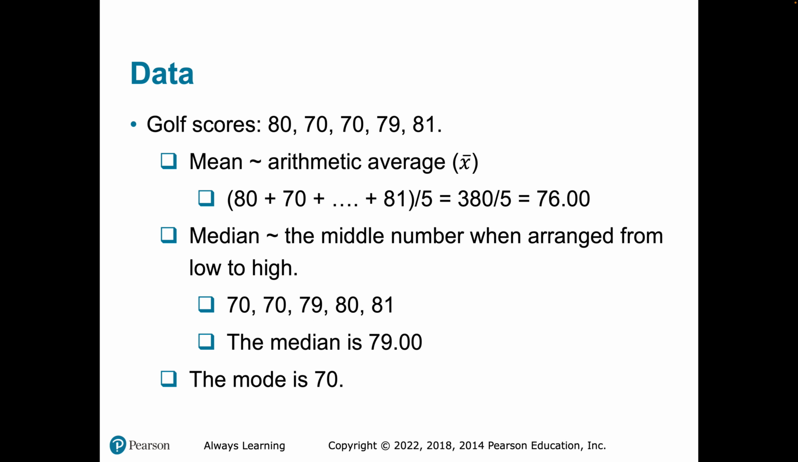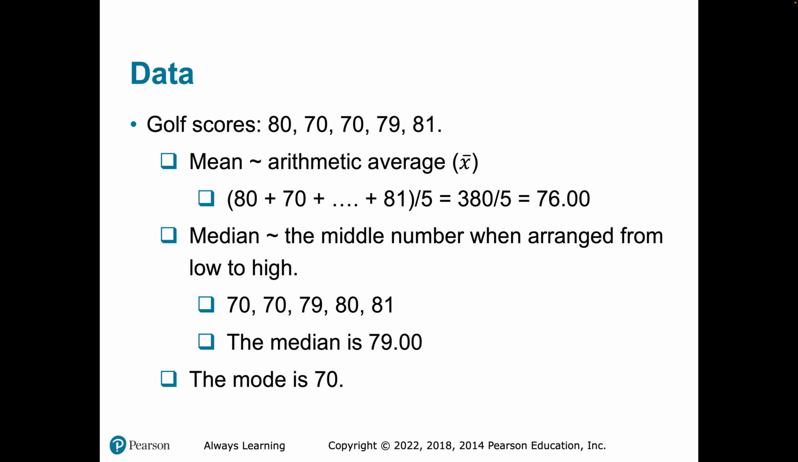So, golf scores. Let's say that I shot these scores: 80, 70, 70, 79, 81. The mean, or the arithmetic average, which we will give notation as X with a bar over it, is just the sum of the scores divided by 5, because we have 5 golf scores. So in this case, it would be 76.